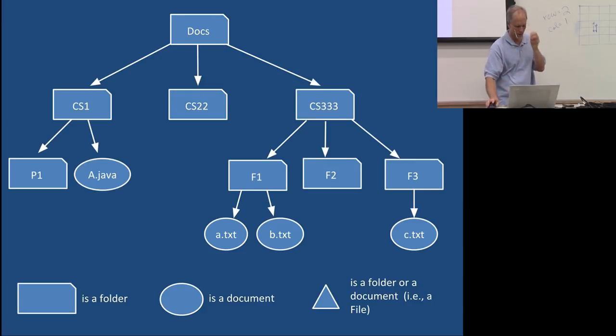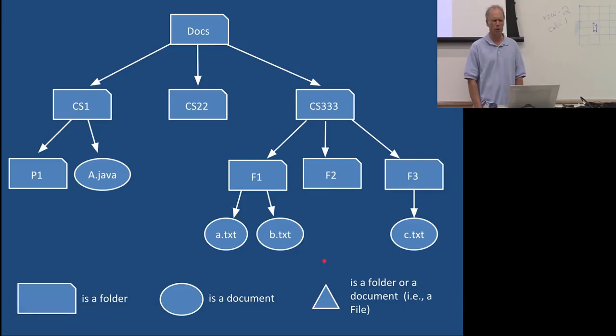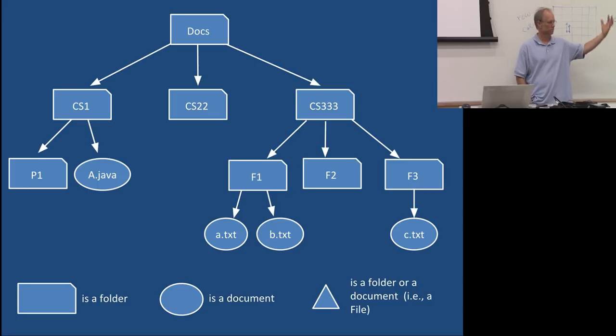So look at my symbols here. This thing here is a folder symbol. This is a document. And I'm going to let triangle stand for either one. Either a folder or a document, which is what Java calls a file, turns out, with a capital F. So to Java, a file could be a folder, or a file could be a document.